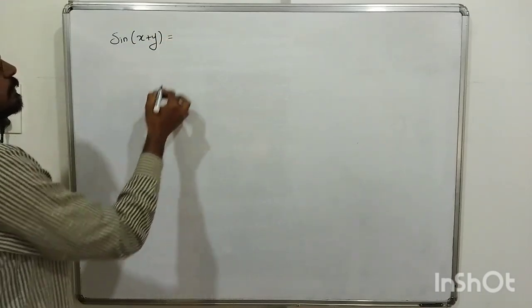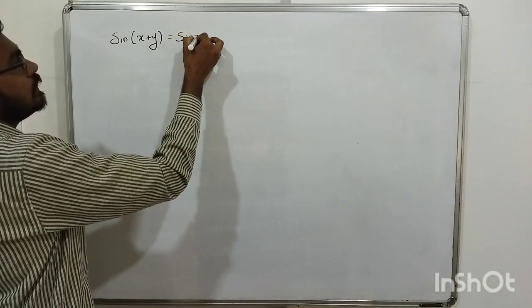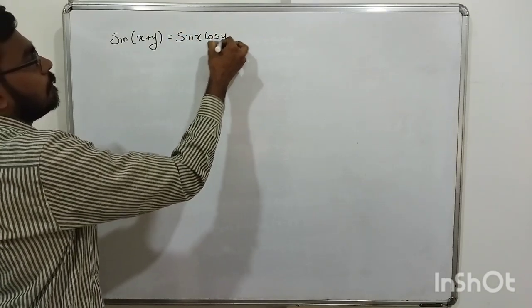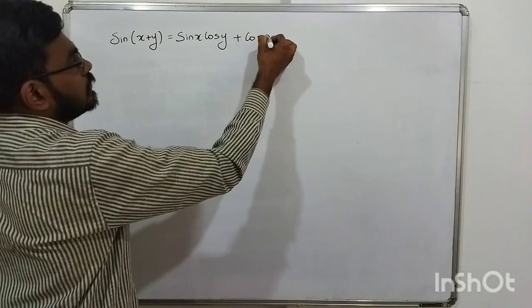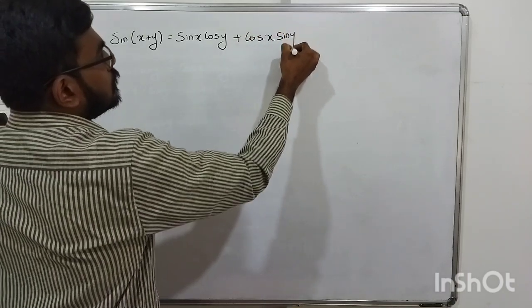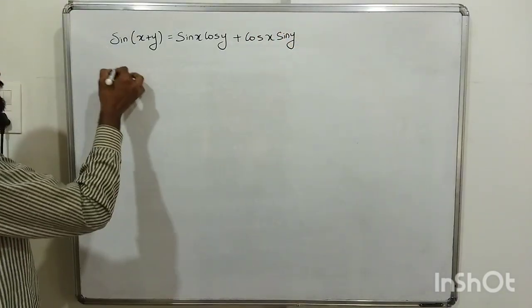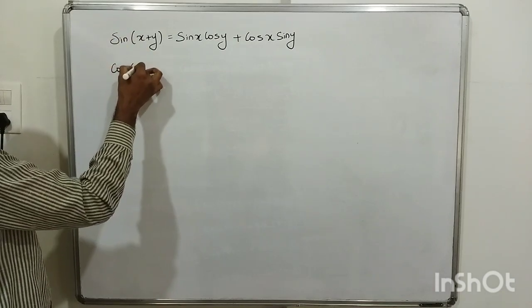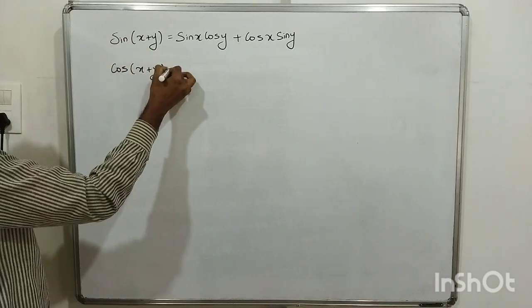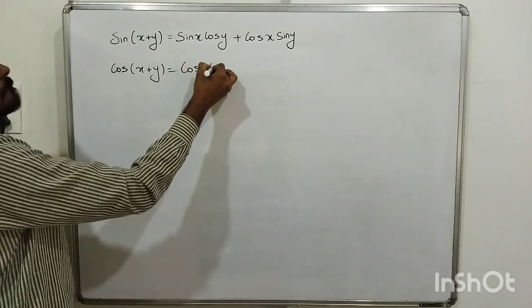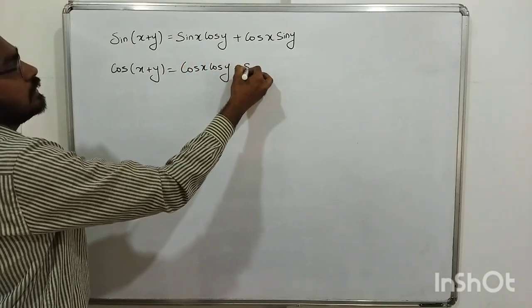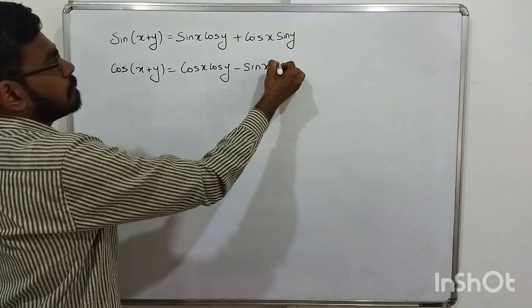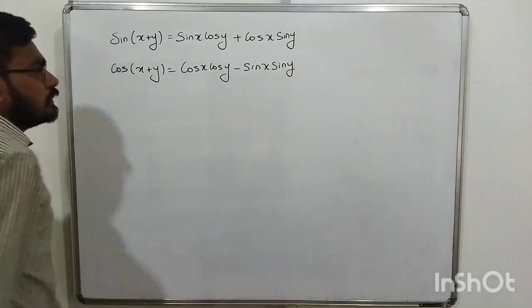So sin of x plus y is sin x cos y plus cos x sin y. As we all know, these are the formulas for sum of angles. Cos of x plus y is cos x cos y minus sin x sin y. So we have these two formulas.